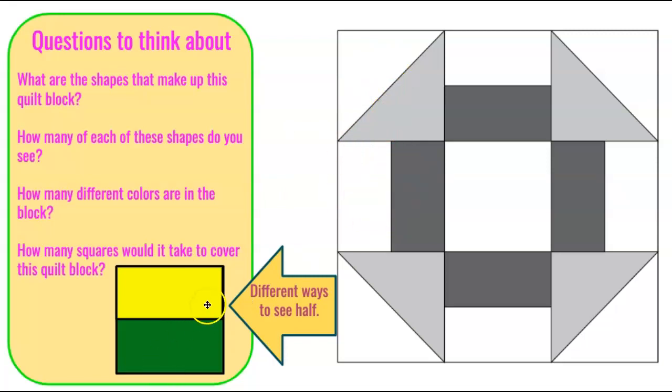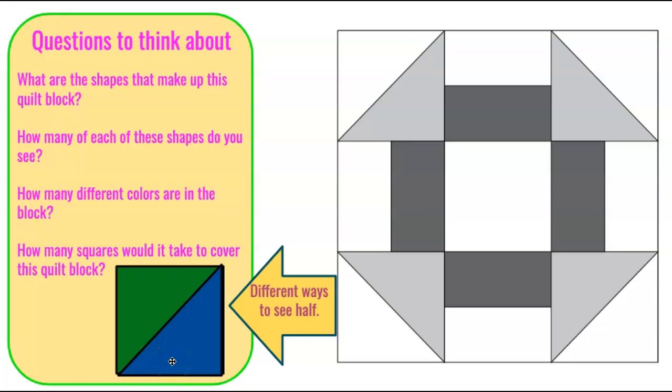So one way I can see half is to go right across the middle, just like this. So I have my yellow half and my green half. Now another way that I can see half is to go from one corner to the other corner. Now I have my blue half and my green half. And I know that these look different. These halves look different, but they are still exactly half. And that's something that's important to remember.